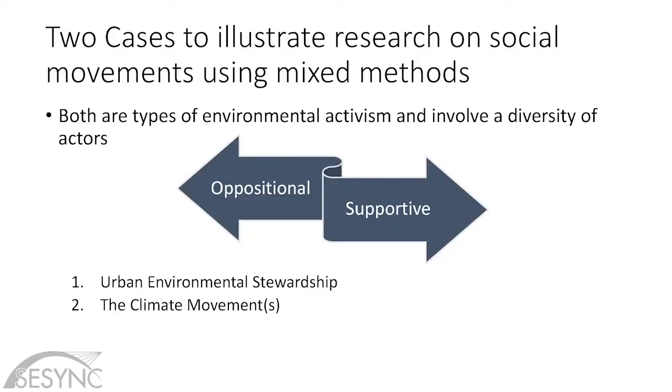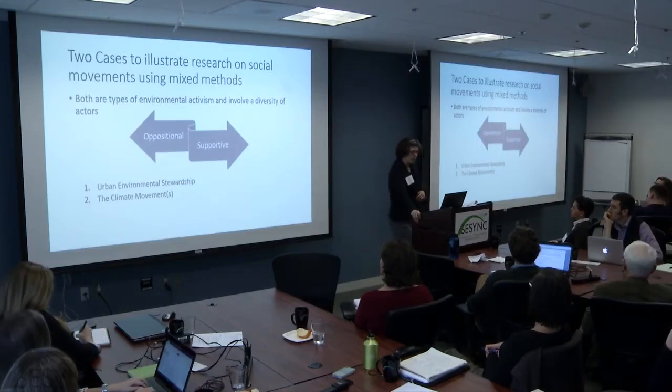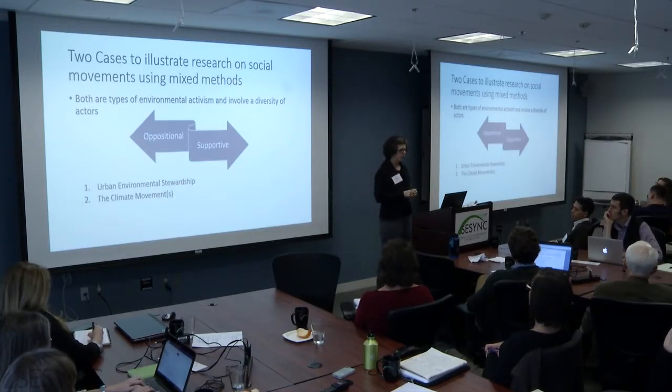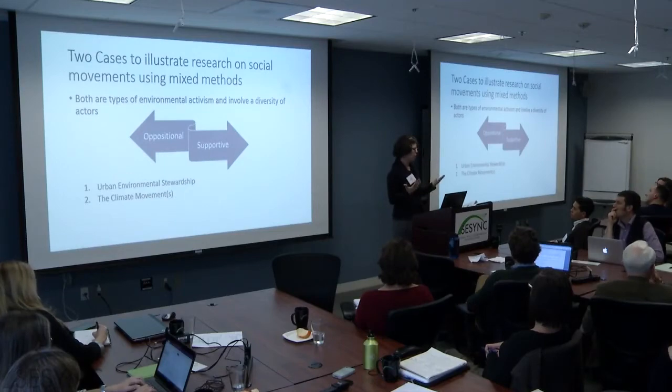So what I'm going to do today is present two cases from my research to illustrate research on social movements using mixed methods. Both of these are types of environmental activism, I would argue, but they involve a diversity of actors. One is a more supportive way of engaging in environmental activism, through what we call urban environmental stewardship, and one is more oppositional, although different actors within this movement fall within a spectrum. That is the climate movement, or what I would call the climate movements, that are trying to affect change around climate change. So there are very different types of environmental activism.